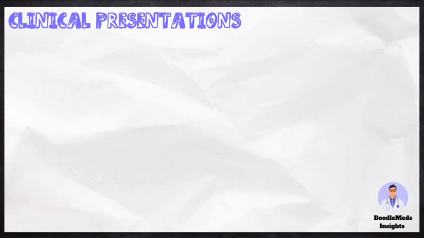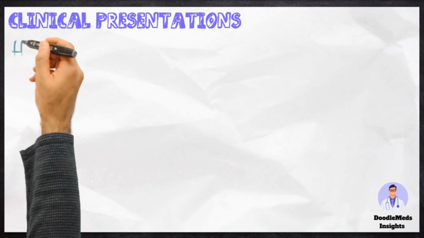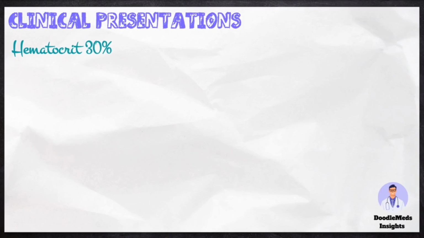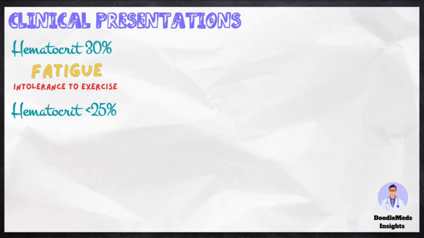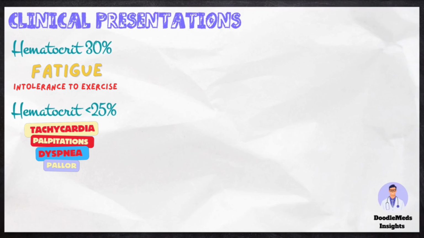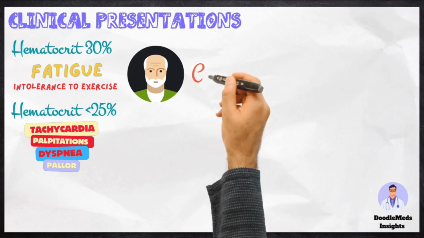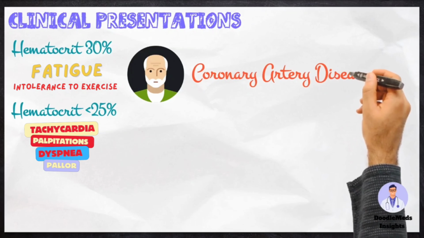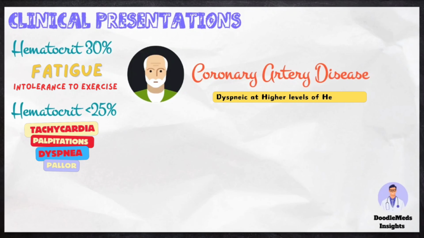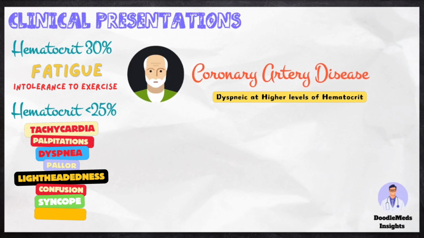Mild anemia may result in absent or very limited symptoms. As the hematocrit approaches 30%, symptoms of fatigue and poor exercise tolerance may develop. As the hematocrit lowers to 25%, tachycardia, palpitations, dyspnea on exertion, and pallor develop. Older patients and those with coronary artery disease may become dyspneic at higher levels of hematocrit. More severe anemia results in lightheadedness, confusion, syncope, and chest pain.